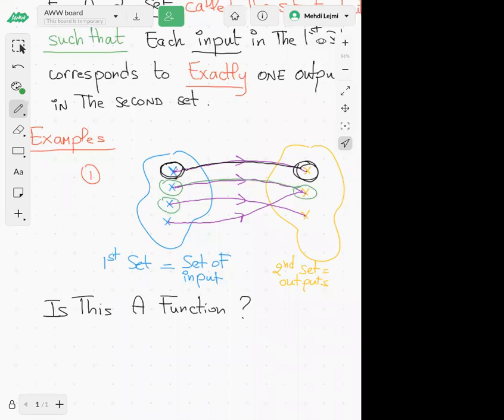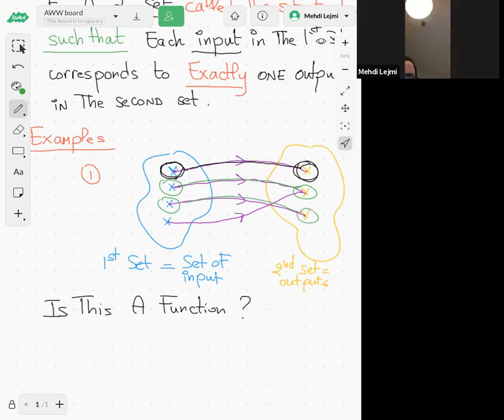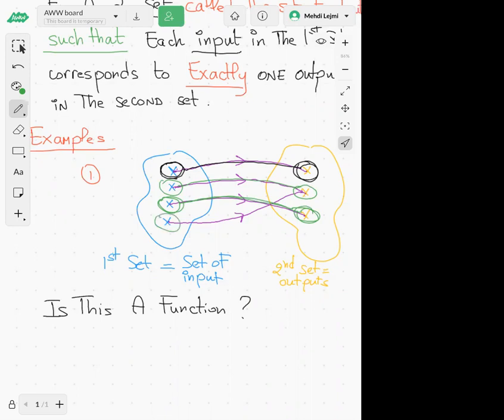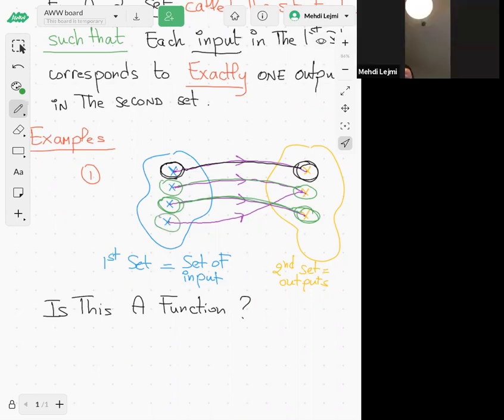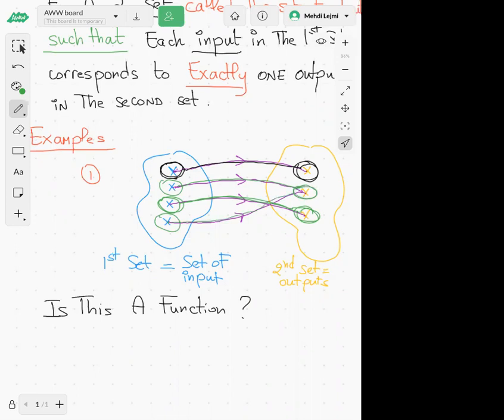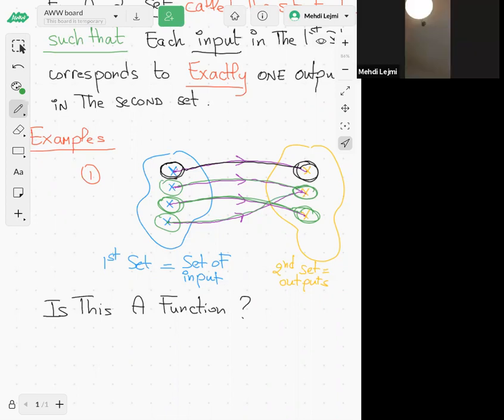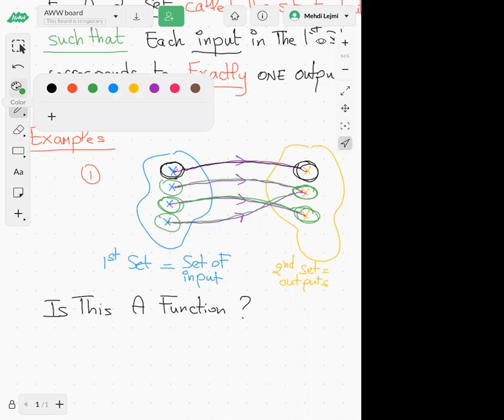Same here, this point here corresponds to exactly this point, all right? And the same for this one here, this input corresponds to exactly one output in the second set. So this is actually a function.